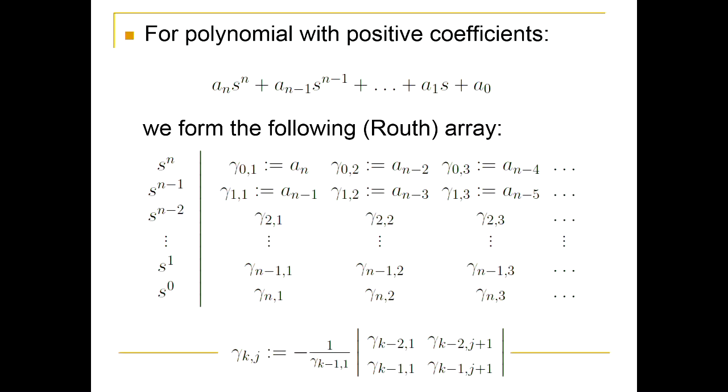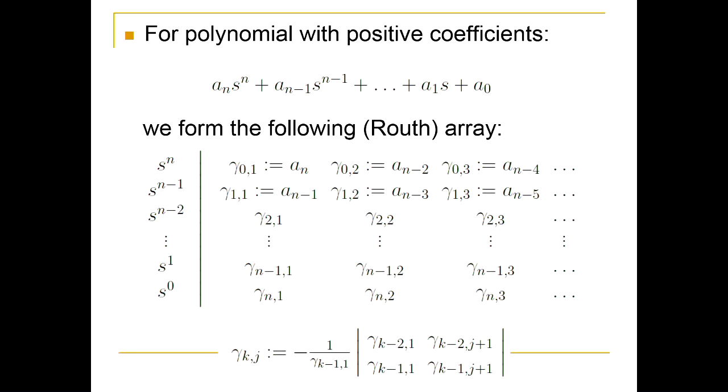And then the second row is formed by starting from an minus 1. So you start from the second highest coefficient, write it down, and you keep skipping one coefficient and going backwards. You populate the first two rows until you run out of coefficients. If you need to use a coefficient like a minus 1 or a minus 2, just put 0 there if need be.